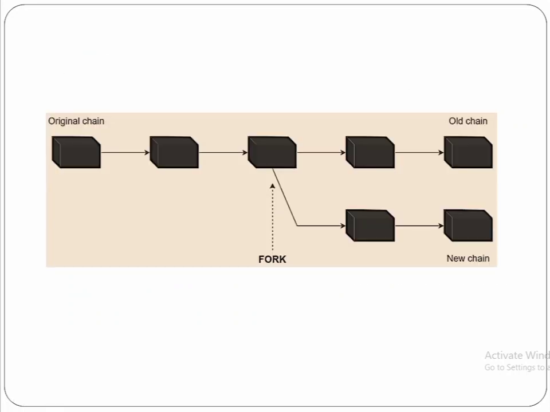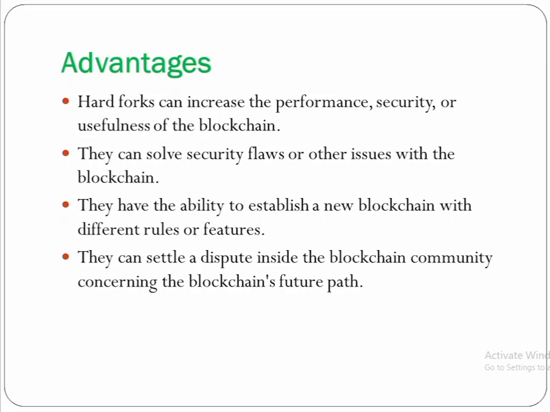Now let us see some examples of the hard fork: Bitcoin Cash forked from Bitcoin to increase the block size, and Ethereum Classic forked from Ethereum after the DAO hack, that is the decentralized autonomous organization attack, and Litecoin forked from Bitcoin in order to enhance the transaction confirmations and speed up the transactions. So these are the different types of hard forks that happened in real time.